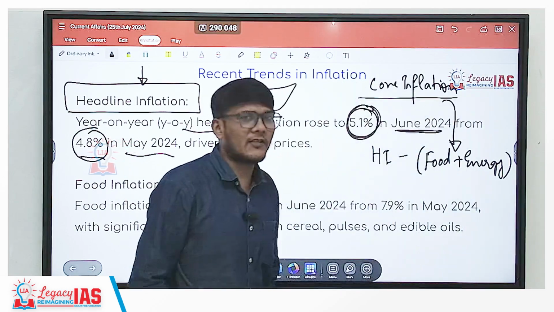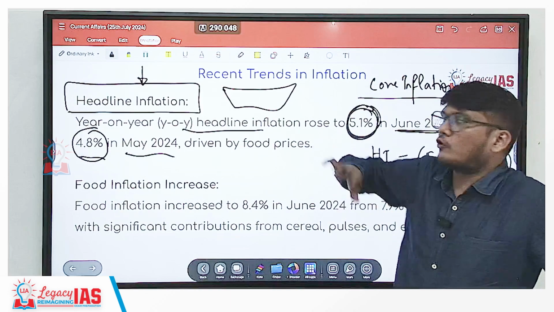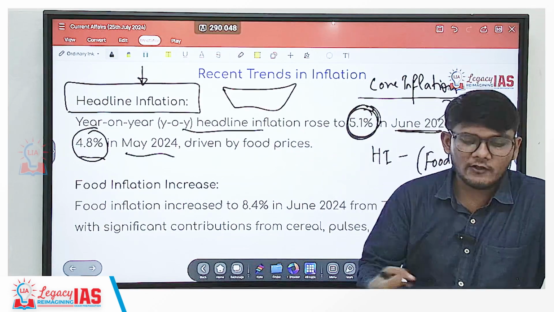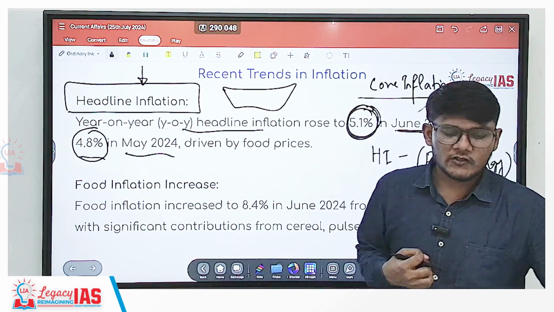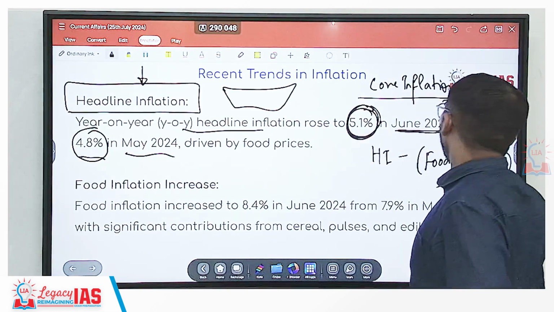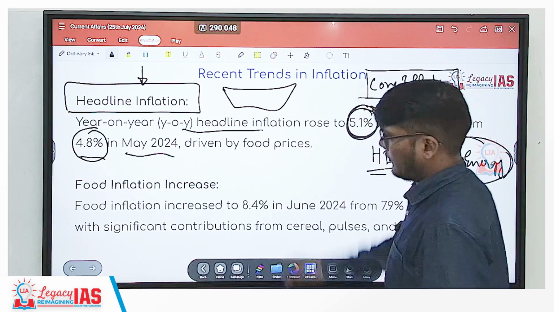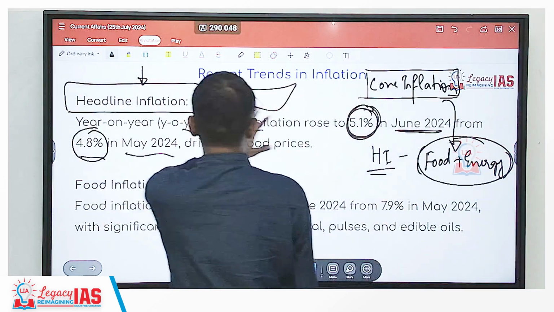Now why is this done? This is done because food and energy are highly fluctuating, so they may not let you analyze the changes in the prices which are happening in other things. So that is why you eliminate food and energy from headline inflation and also measure the core inflation. So headline inflation, this is the trend.